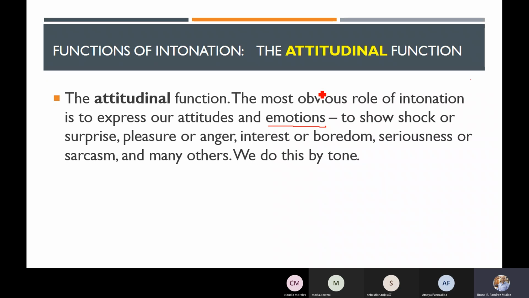So the attitudinal function is connected with emotions or attitudes, right? Whenever you are surprised or you feel pleasure or you're angry or you want to express interest or if you're bored, right? Or if you want to be sarcastic or you want to sound serious, that's called the attitudinal function. You can express all of these feelings and emotions with intonation, right?